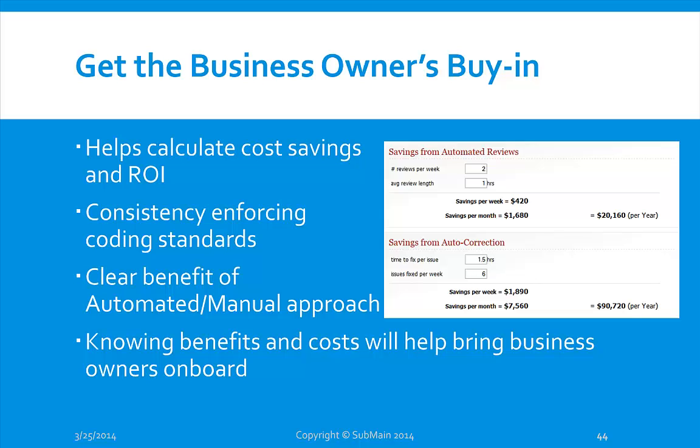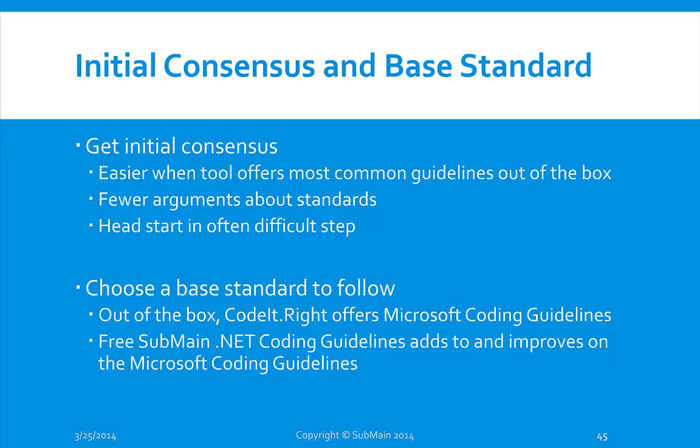And once you do, I found this works a lot better than just telling them that you need to do this. If you give them actual costs, this process will be much, much easier to implement in your team and company. The general consensus is easier when you have a tool to make sure these guidelines are happening. What I found using a tool like CodeIt.Right is you actually start learning these and they start getting ingrained into you, and you're going to start doing less and less of these coding problems or mistakes.